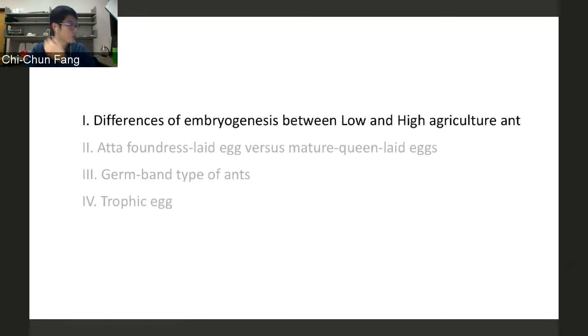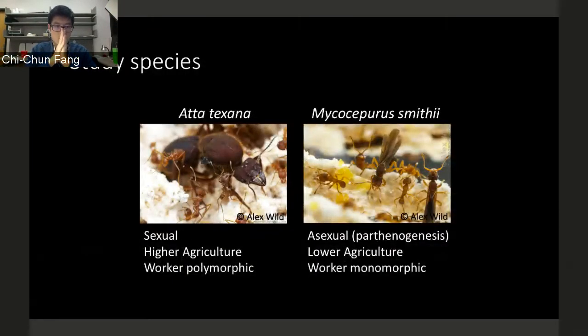So here's the first part, the difference of embryogenesis between low and high agriculture ants. Here are the 2 species I include. The Atta texana, the leaf-cutter ants, is the high-level agriculture based on the phylogeny tree, and I will show you in the next slide. And M. smithi is the low agriculture ants.